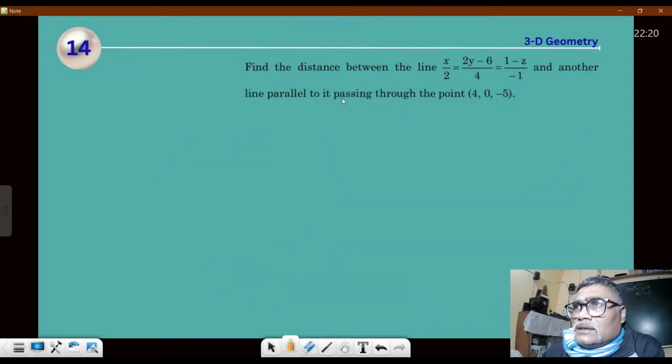Next, find the distance between this line and another line parallel to it passing through this point. Another line parallel to it passing through this. Actually this is a very good question. The previous question and this question are the same. That was in the vector form. This is in the Cartesian form. So I'll write it a little. The rest you can do. Just see it.